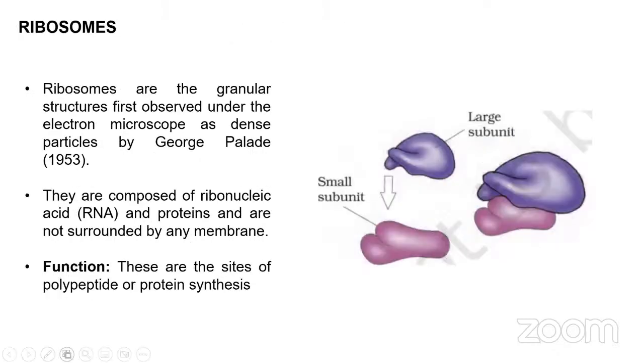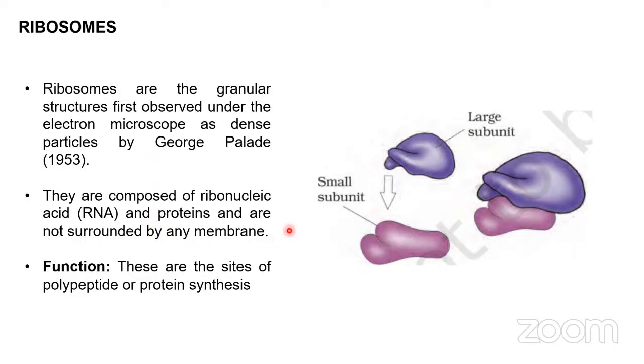The next organelle is the ribosome. Ribosomes are non-membrane-bound, granular structures which were first observed under the electron microscope as dense particles by George Palade in 1953. Ribosomes are composed of ribonucleic acid and proteins and are not bound by any membrane.